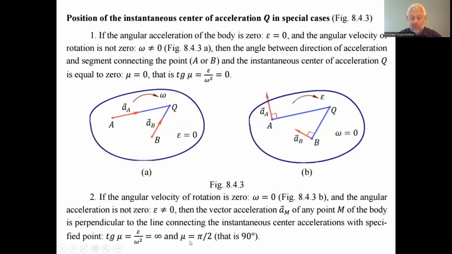So then mu is the arctangent of infinity, which is equal to 90 degrees, pi divided by 2. The same as here for the H for 3a, the tangent of mu equal to epsilon divided by omega squared equal to 0. This means that we have a 0 angle between the line of action of the translational acceleration and the direction of the instantaneous center of the accelerations.